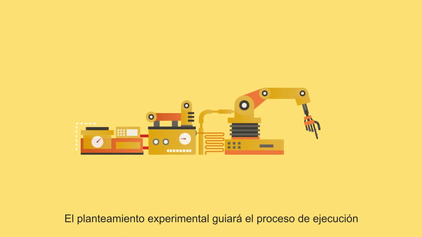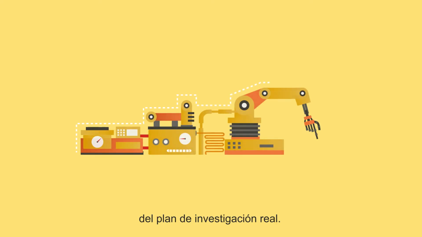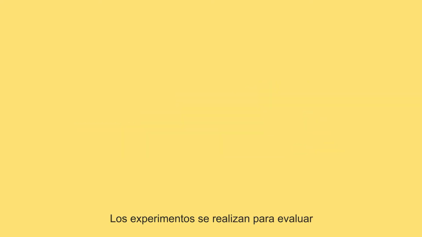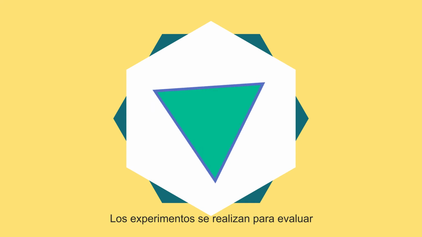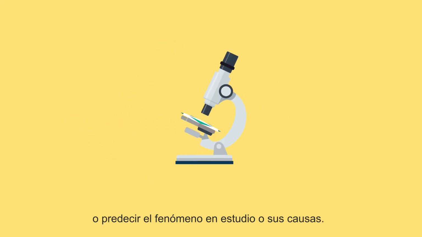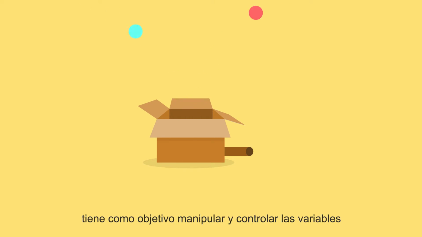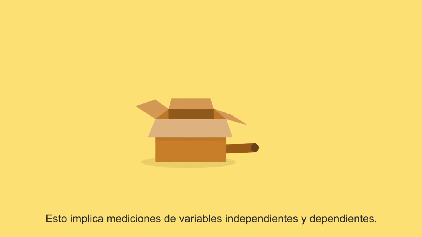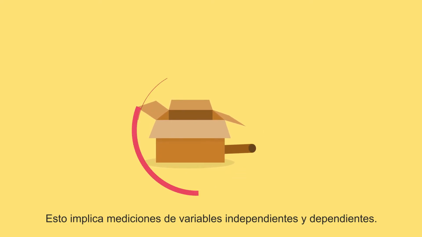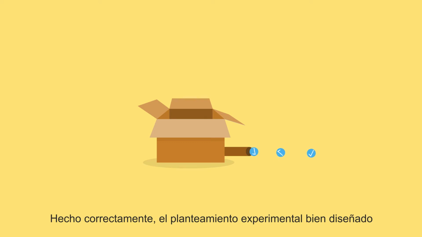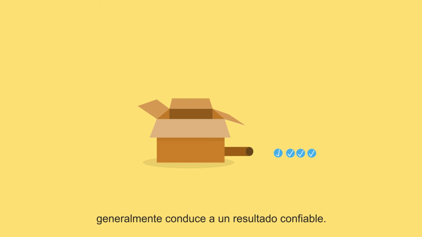The experimental setup will guide the process of executing the actual research plan. Experiments are conducted to test or to predict the phenomenon under study or its causes. A well-designed, properly conducted experiment aims to manipulate and control the variables to understand the causal effects. This involves measurements of independent and dependent variables. Done correctly, the well-designed experimental setup typically leads to a reliable outcome.